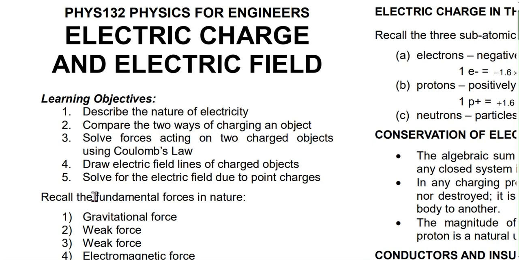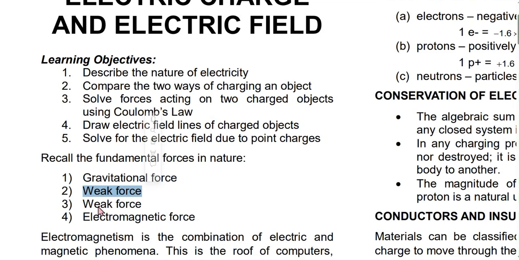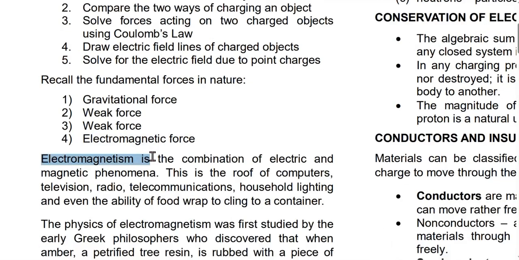So we recall that there are four fundamental forces in nature. First, we have the gravitational force, then we have the weak force, the nuclear force, or the strong force, and the electromagnetic force. Our focus is on this one, the electromagnetic force, which involves electromagnetism. Electromagnetism is the combination of electric and magnetic phenomena. So it's a combination of the two.